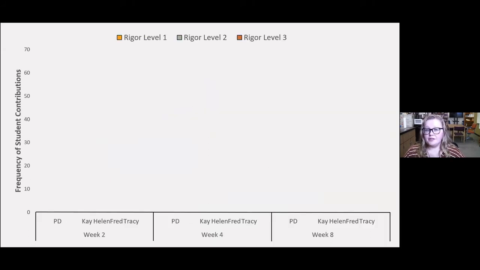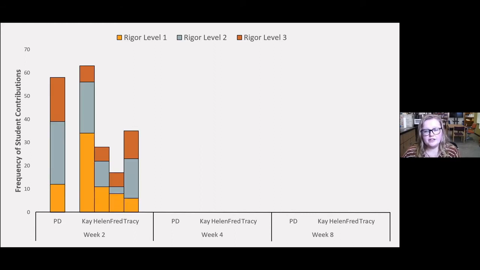And so we can do a similar thing with student contributions, and we can also include the PD meeting in this as well, since they were recorded and we analyzed those as well. And then also notice that this graph is organized by the particular week first rather than each TA, but the y-axis still has the frequency just of the student contributions this time. And then so here's the data for week 2.